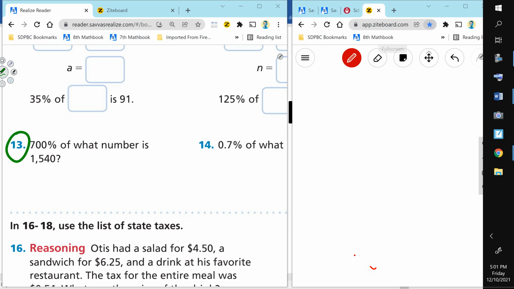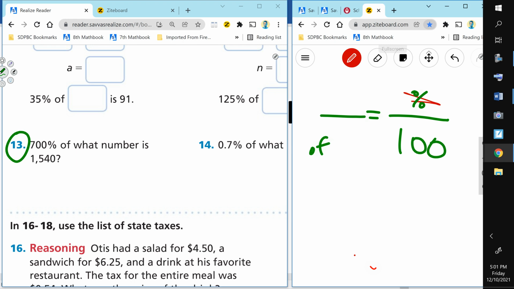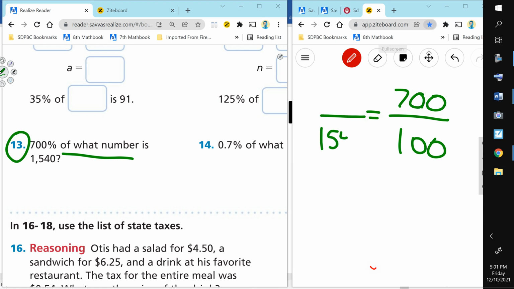Number 13. 700% of what number is 1,540? So, there's my of, there's my percent, there's my 100, there's my 700. 700 is going to go right here. And then of what number? I don't know. So I'm going to put my x there.